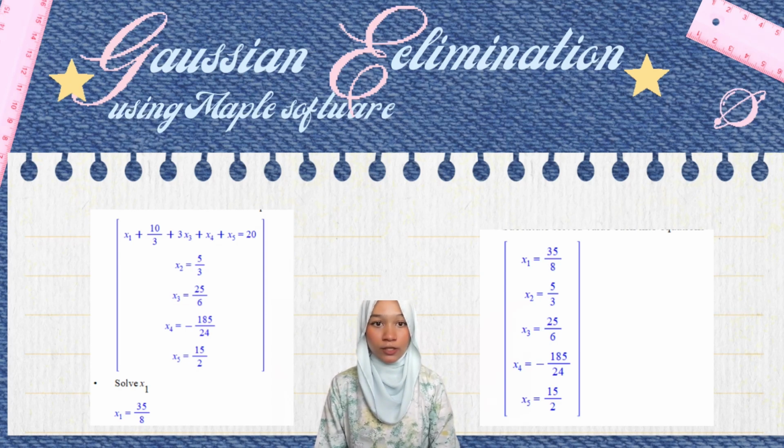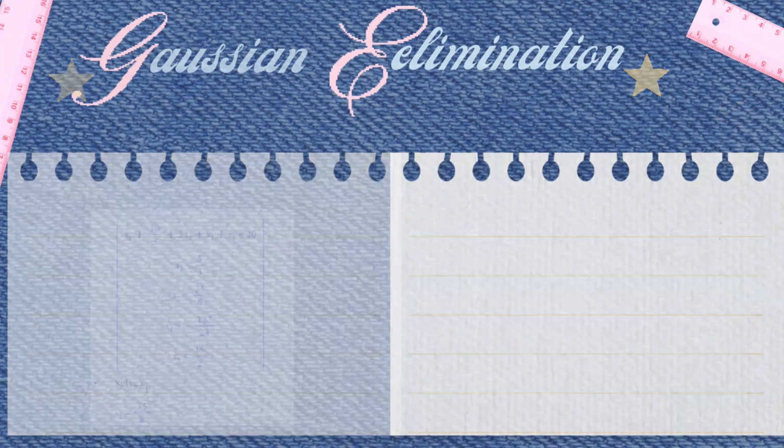And lastly, substituting all the values into the equations, we get x1 equals 35 over 8, x2 equals 5 over 3, x3 equals 25 over 6, x4 equals negative 185 over 24, and x5 equals 15 over 2.